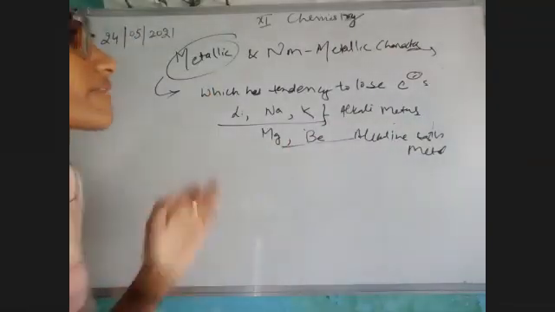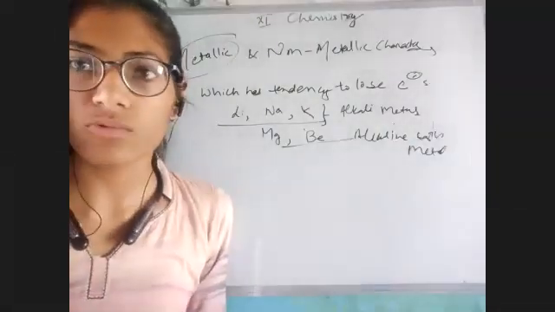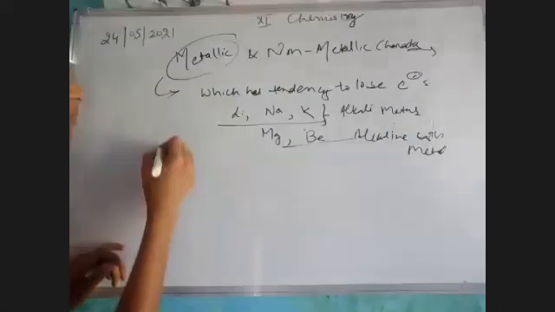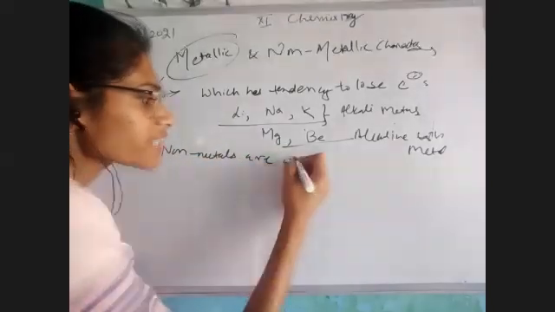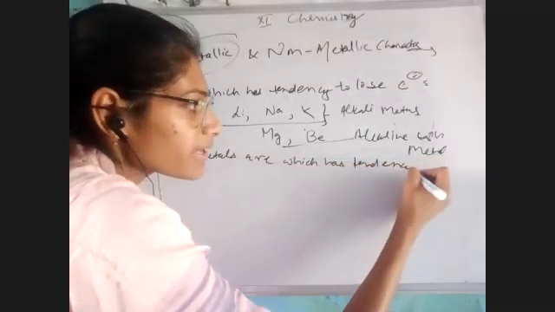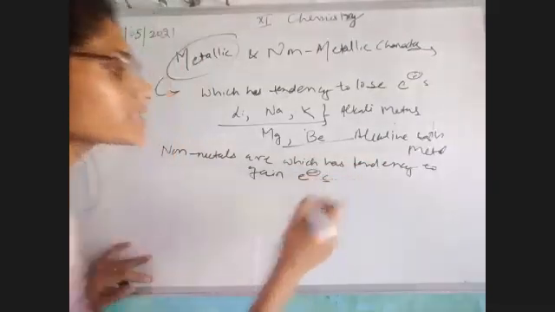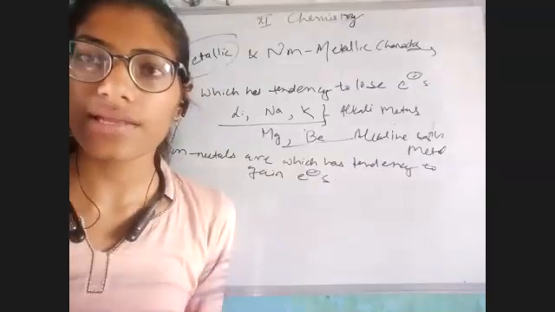So we know very well that metals are those which have the tendency to lose electrons, whereas non-metals are those which have the tendency to gain electrons, right? You have studied this topic in your 10th class, that metals have the tendency to lose electrons, whereas non-metals have the tendency to gain electrons.